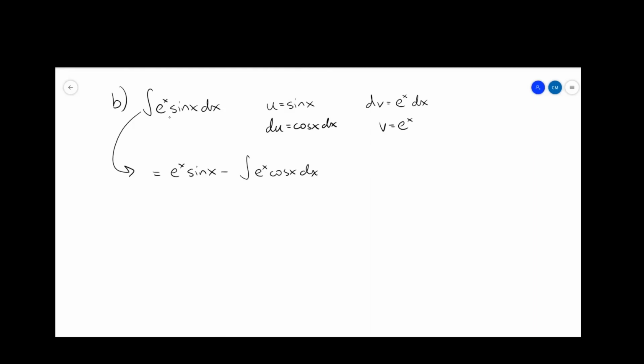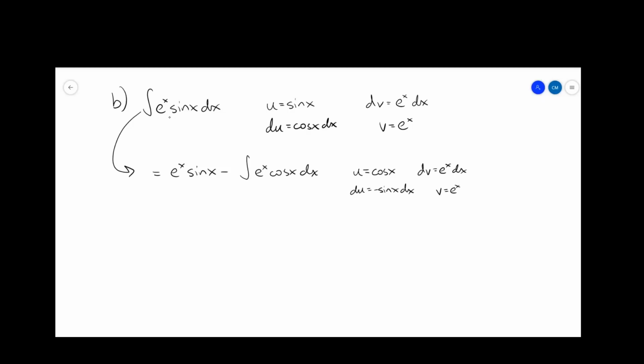Well, maybe, but let's see what happens if we just say, since we already tried integration by parts once, let's try it again on that new integral. So we're going to say u is equal to, this time, cosine x, and dv is e to the x. And then du will be negative sine x, and then v will be e to the x.